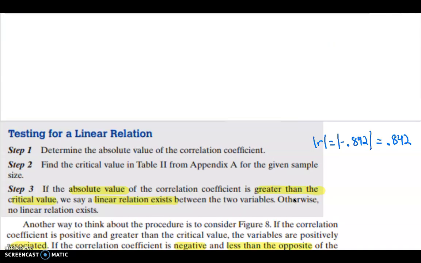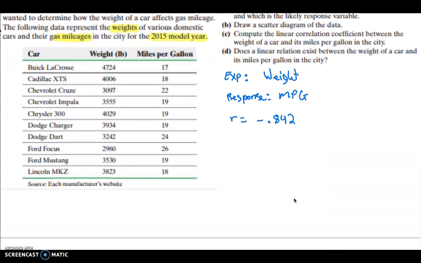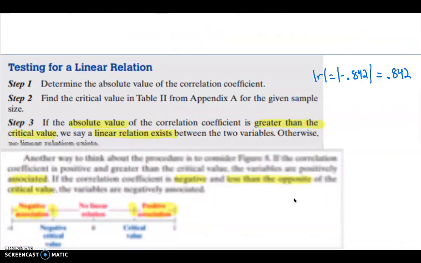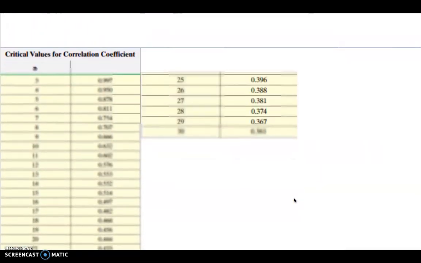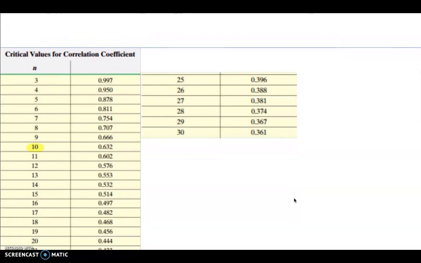Coming back up real fast, in our case we have a sample size of 1, 2, 3, 4, 5, 6, 7, 8, 9, 10. So our sample size is 10. A sample size of 10 has a critical value of 0.632. The absolute value of our correlation coefficient, remember, was 0.842. That is greater than 0.632, and so we would say that a linear relation exists.